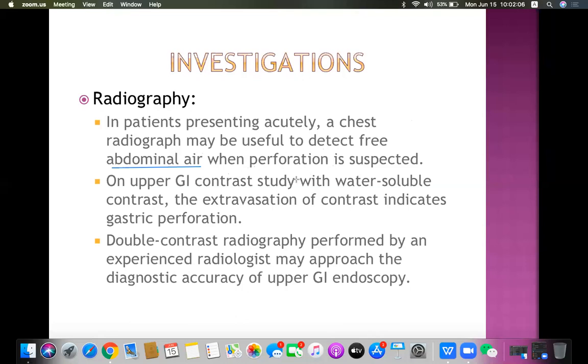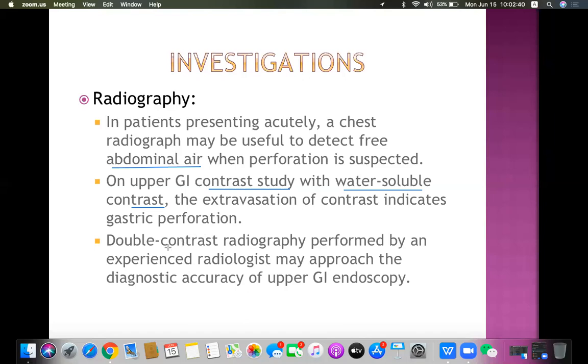Another type of radiological test we can do is a contrast study. Contrast study should be done with water soluble contrast. Okay, otherwise the very insoluble type of contrast, if it gone out into the peritoneal cavity, it can cause peritonitis. Okay, so that is the problem of this contrast study, and these are never the preferred type of investigation these days because we have got endoscopy.